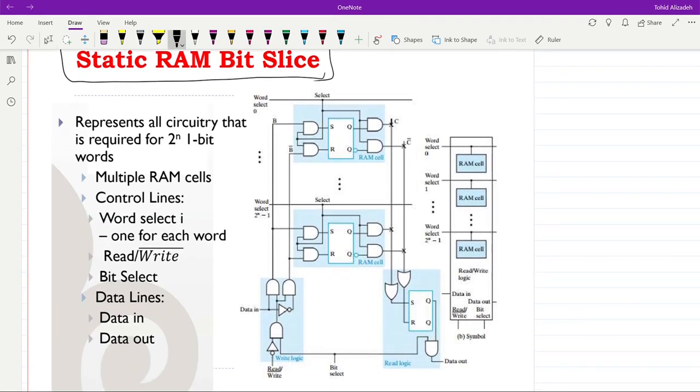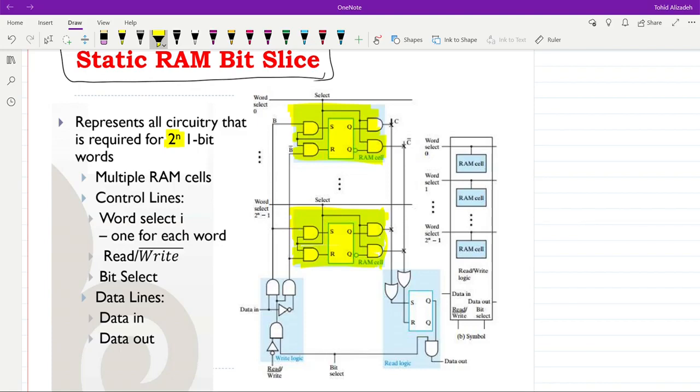In this example, we have 2 to the power of n number of cells. So we can call them cell number 0, cell number 1, down to cell number 2 to the power of n minus 1. You can see that the cells are identical. The cell that we have here is identical in terms of its structure to the cell that we have here. All of them are basically the same. We just put multiple of them one after the other.